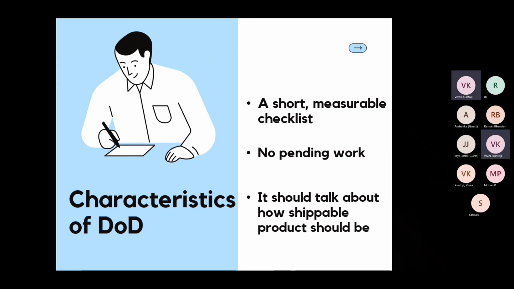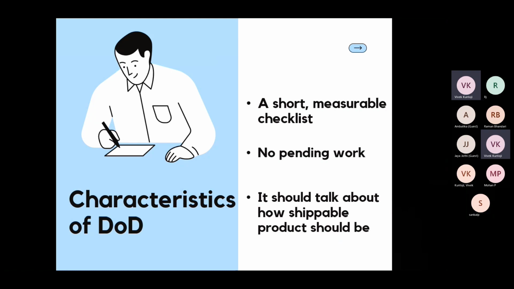If we say that there are some bugs open, or that some of the points are still pending to be developed or worked upon, then that means we are not following the definition of done criteria. So whichever user story we pass through this exit gate should be completed thoroughly, and no pending work should be mentioned. So that is the second characteristic of definition of done.